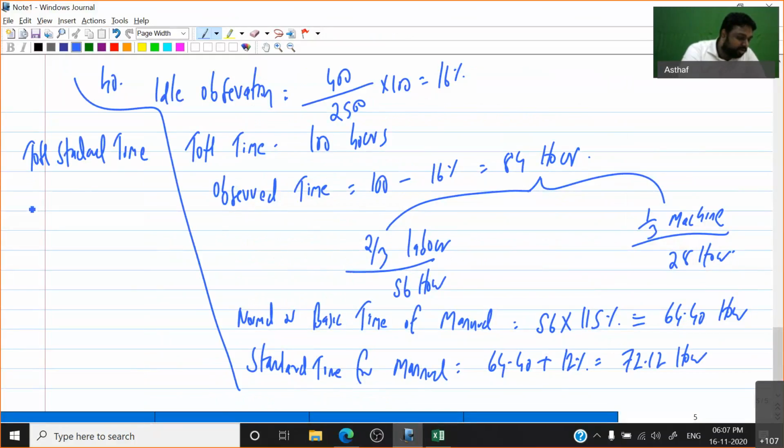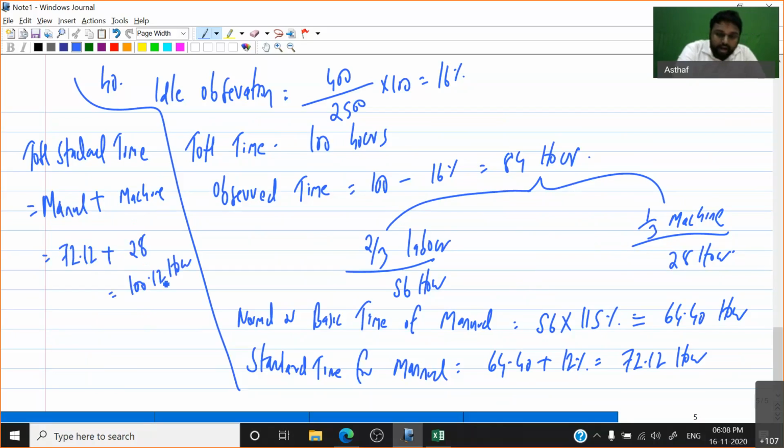Total standard time is equal to manual plus machine. Manual plus machine, so 72.12 plus 28, 100.12 hours. 100.12 hours, or in minutes now what will come? 6006 minutes. If it is minutes now, 6007 minutes.